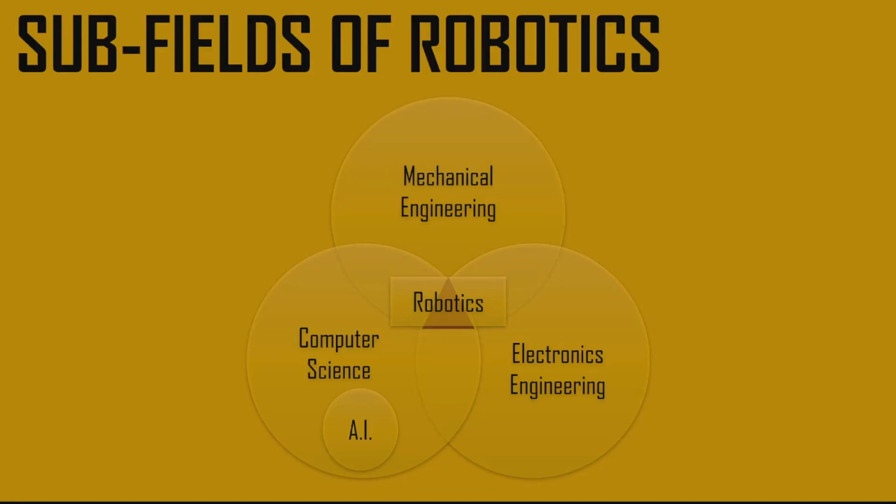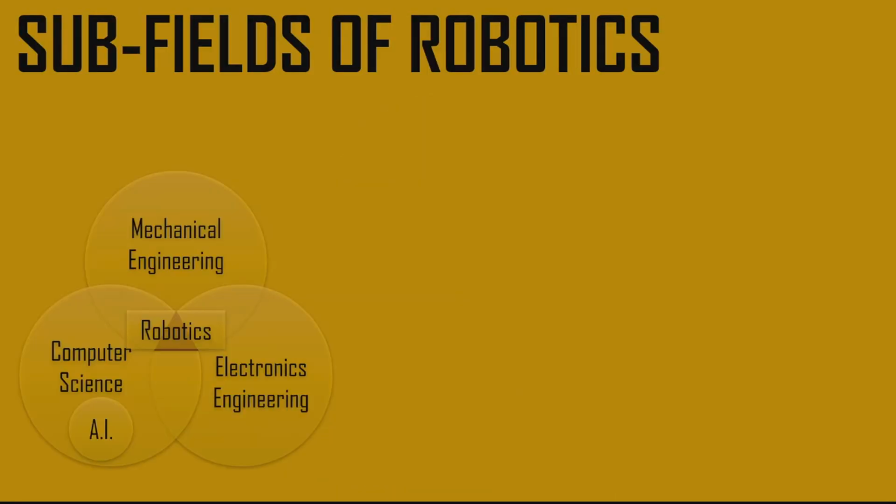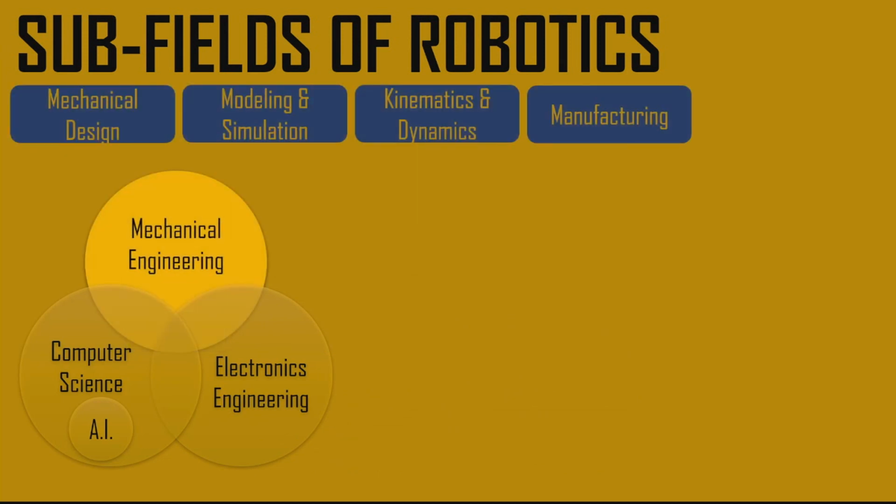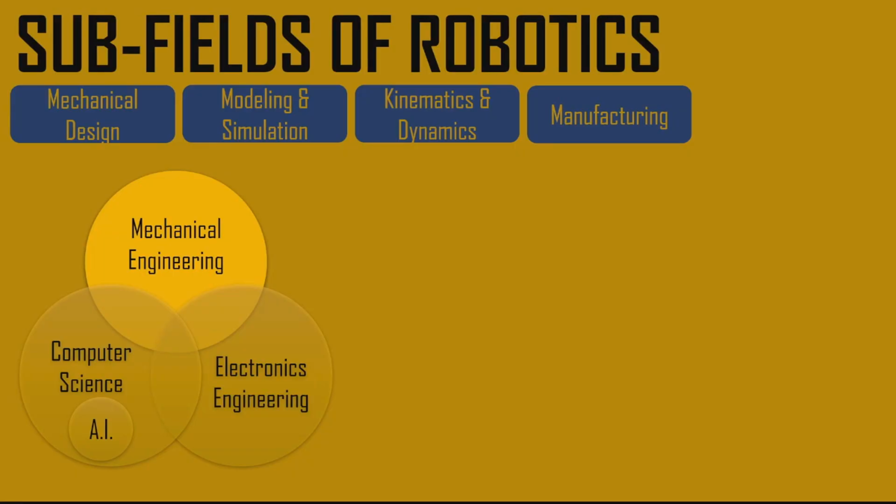So we know that robotics is very interdisciplinary. It is at the intersection of mechanical engineering, computer science, and electronics engineering. So let's take all of these fields one by one. When it comes to mechanical engineering, there are four major subfields in the context of robotics, and that would be, of course, mechanical design, kinematics and dynamics, modeling and simulation, and manufacturing.